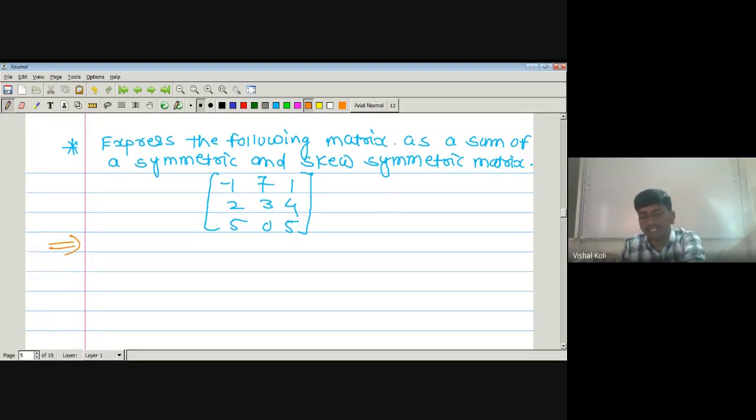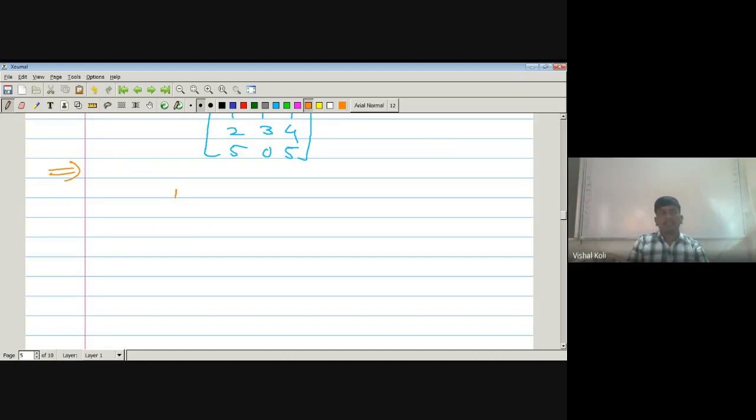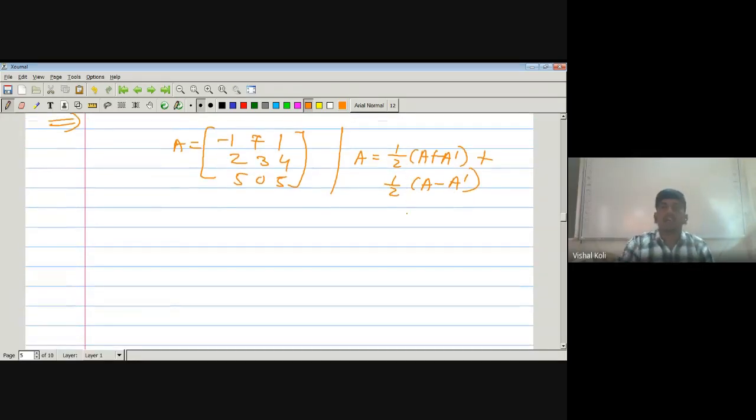Let us consider A is nothing but this matrix [-1 7 1; 2 3 4; 5 0 5]. In the last result we proved that any square matrix A can be written as 1/2(A + A') + 1/2(A - A'), where A' is the transpose of the corresponding matrix. The first part will be a symmetric matrix and the second part will be a skew symmetric matrix.